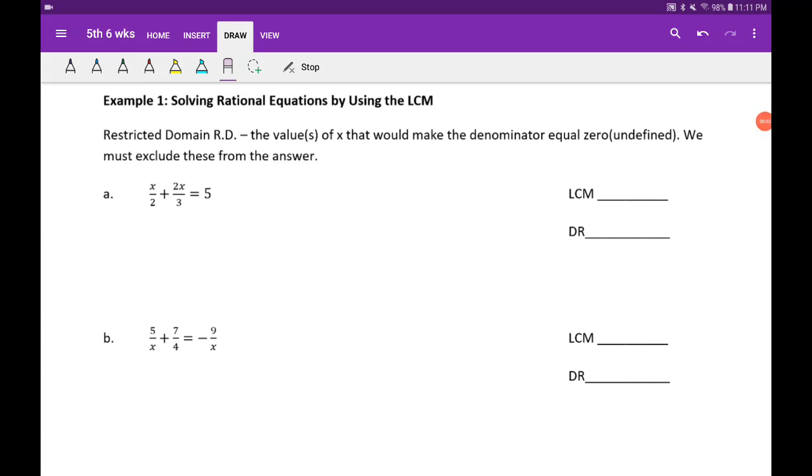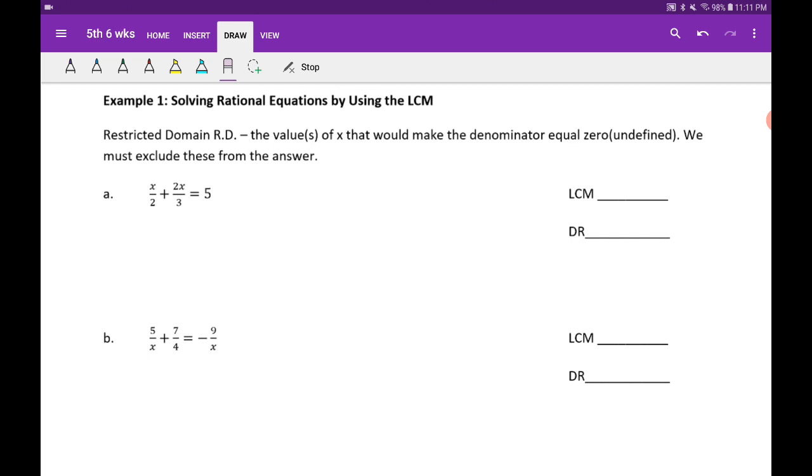Okay, class, we're going to solve more rational equations, but this time we're going to take it a step further and look at ones that have a domain restriction. As it says at the top here, the values of x that would make the denominator equal to 0, we must exclude from the answer. So that's a domain restriction, okay? And when it's equal to 0, it makes our fraction undefined.